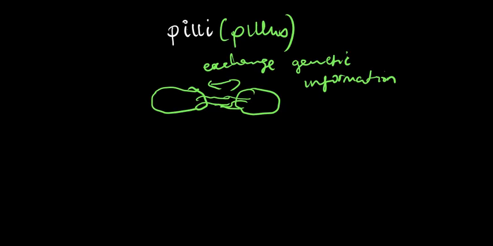Like we said, it's a hair-like protein structure. These that you're able to see right here are protein in nature, and they stick on the surface of the bacteria, enabling it to stick to another bacteria for the purpose of exchange, like we just mentioned here.